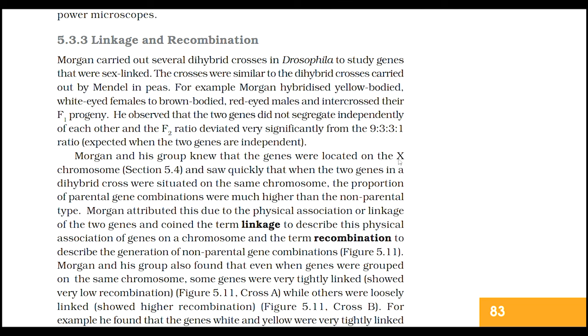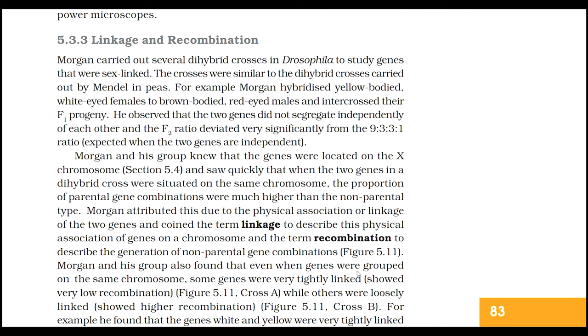Morgan and his group knew that the genes were located on the X chromosomes, given in section 5.4, and saw quickly that when the two genes in a dihybrid cross were situated on the same chromosome, the proportion of parental gene combinations was much higher than the non-parental type. Morgan attributed this to the physical association or linkage of the two genes and coined the term linkage to describe this physical association of genes on a chromosome, and the term recombination to describe the generation of non-parental gene combinations, which is given in figure 5.11.